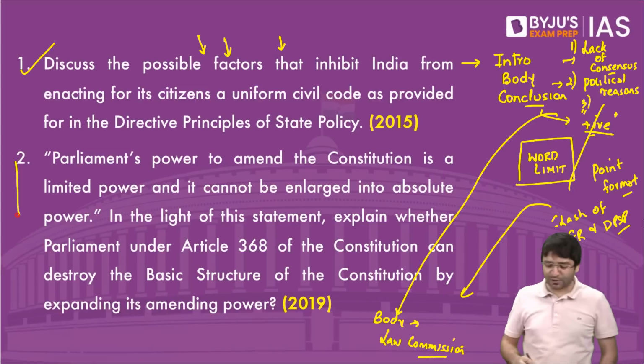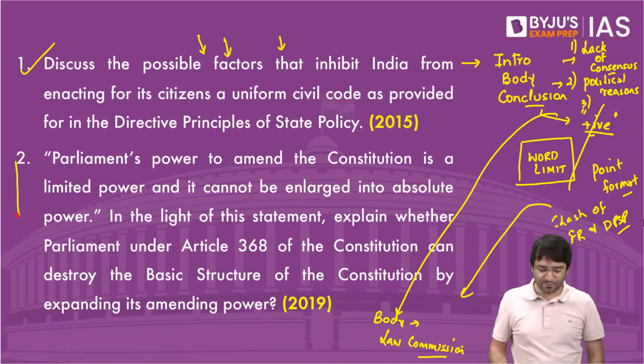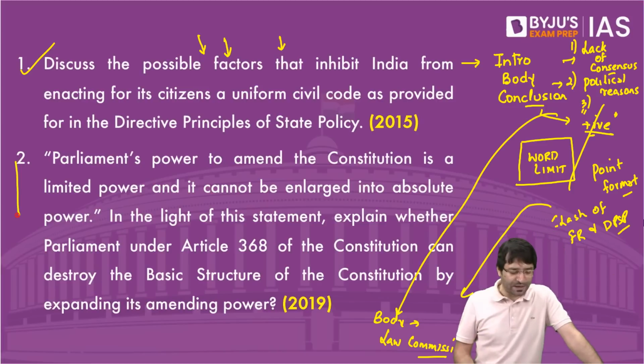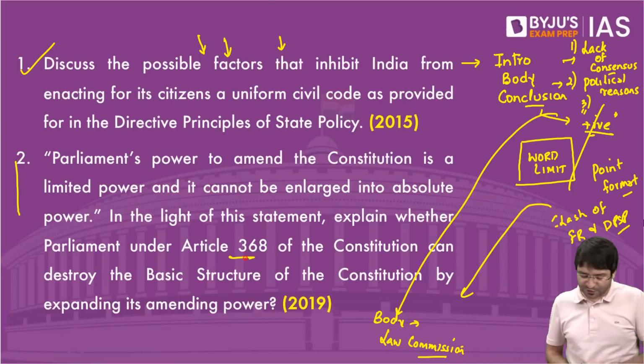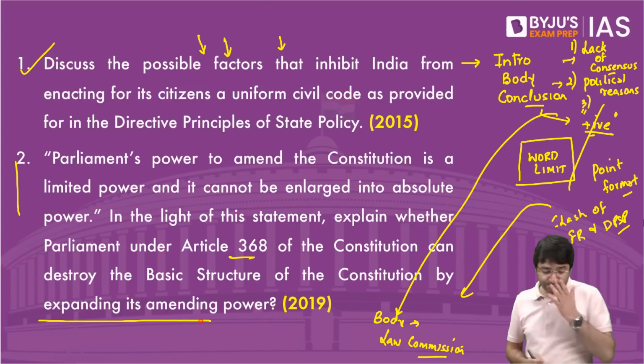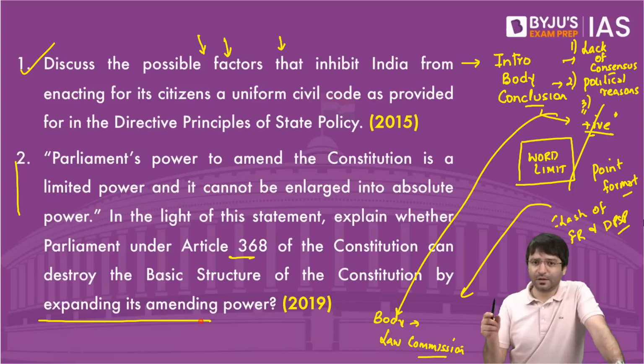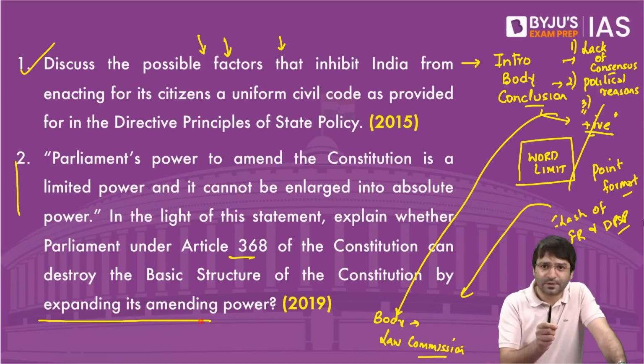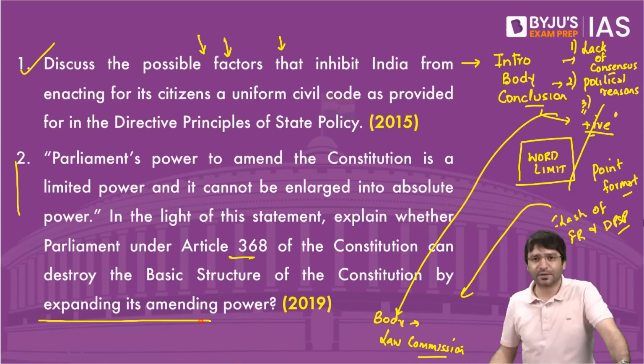Parliament's power to amend the constitution is a limited power and it cannot be enlarged into absolute power. In light of the statement, explain whether Parliament under Article 368 of the Constitution can destroy the basic structure of the Constitution by expanding its amending power. Parliament in a written constitution such as India has limitations. Doctrine of limitation or doctrine of limited government.